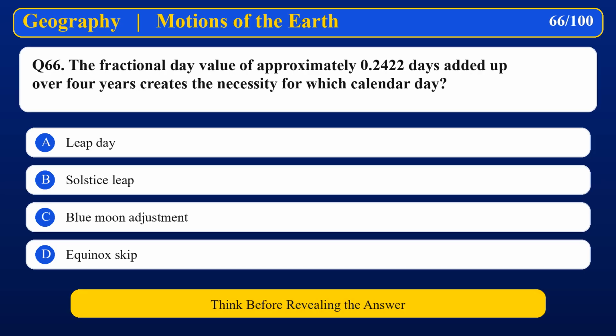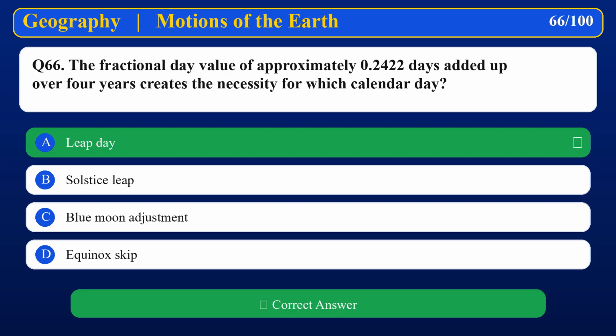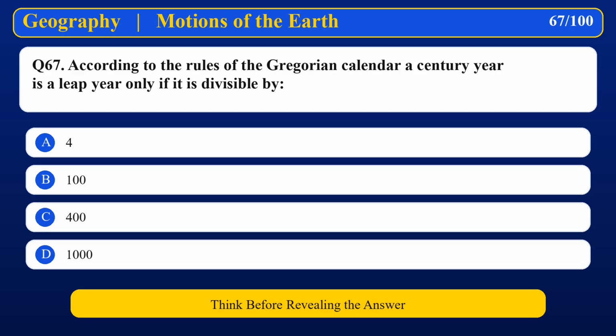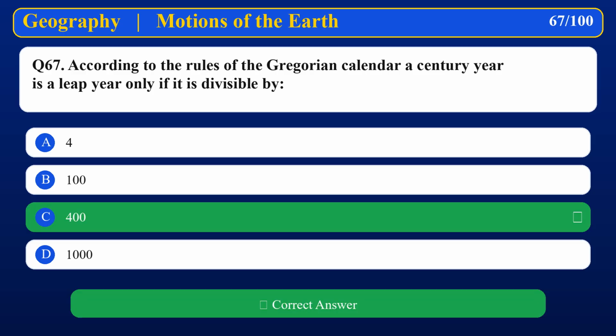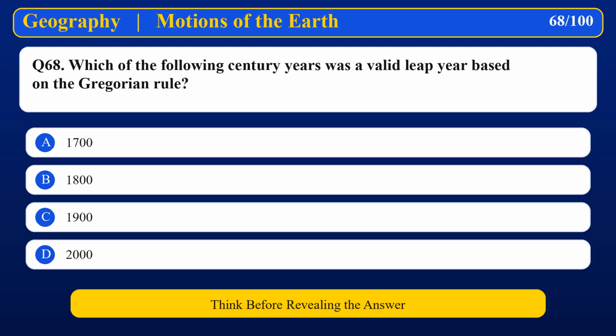The fractional day value of approximately 0.2422 days added up over 4 years creates the necessity for which calendar day? Leap day. According to the rules of the Gregorian calendar, a century year is a leap year only if it is divisible by 400. Which of the following century years was a valid leap year based on the Gregorian rule?